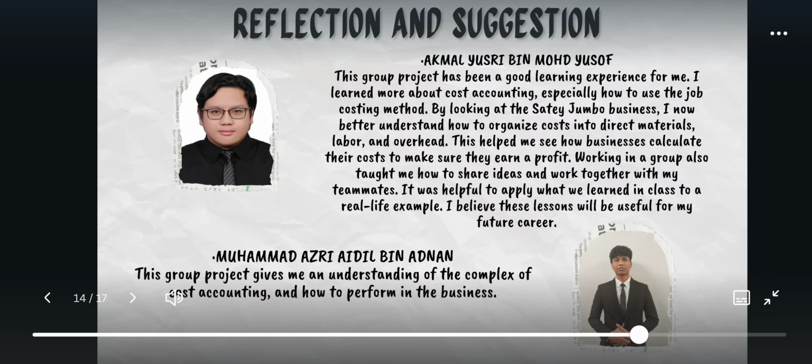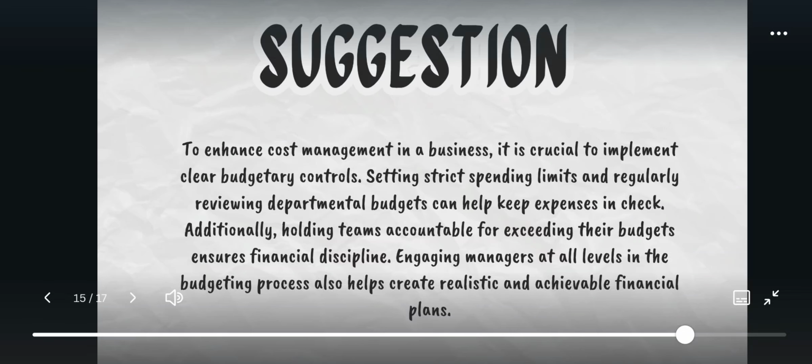From Muhammad Azir Aidil bin Adnan, this group project gave me an understanding of the complexity of cost accounting and how to perform in the business. The suggestion: to enhance cost management in a business, it is crucial to implement clear budgetary controls. Setting strict spending limits and regularly reviewing department budgets can help keep expenses in check. Additionally, holding teams accountable for exceeding their budget ensures financial discipline. Engaging managers at all levels in the budgeting process also helps to create realistic and achievable financial plans.